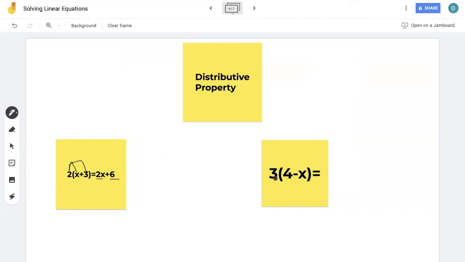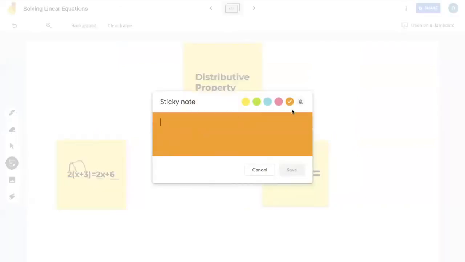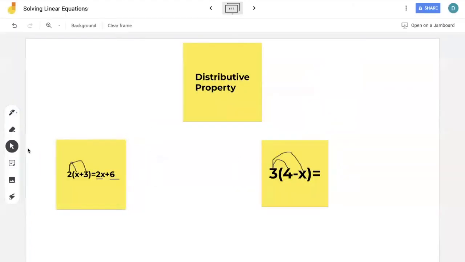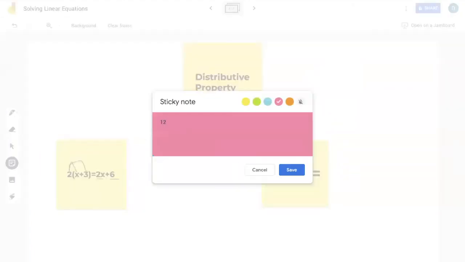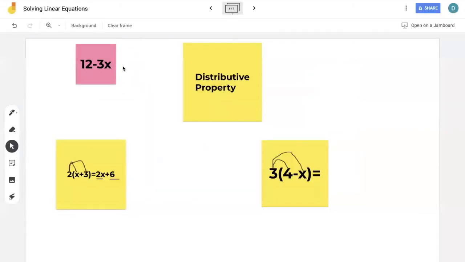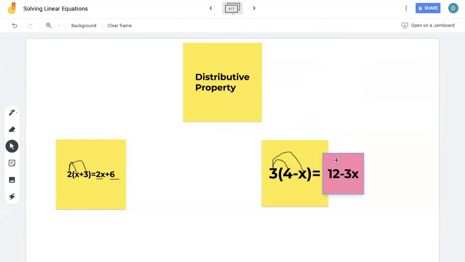Let's take a look at this example. We want to multiply 3 and 4, and then 3 and negative x. So that is going to be equal to, let's see, well, what's 3 times 4? That is 12. And then 3 times negative x is negative 3x. So that is our answer to this one right here. It's basically, if it helps you, just draw the lines, like I did here. 3 times 4, 3 times negative x, 2 times x, 2 times 3.